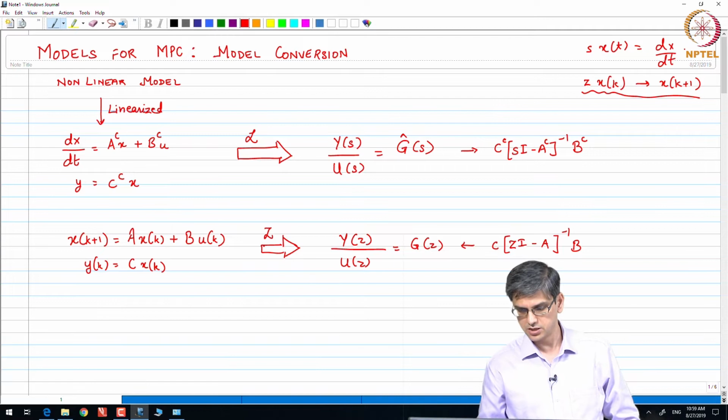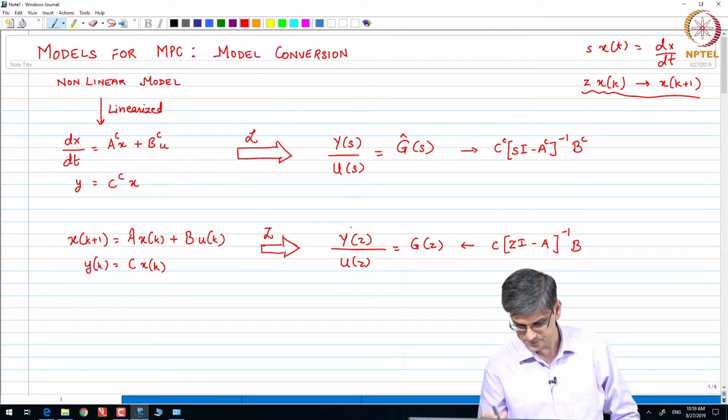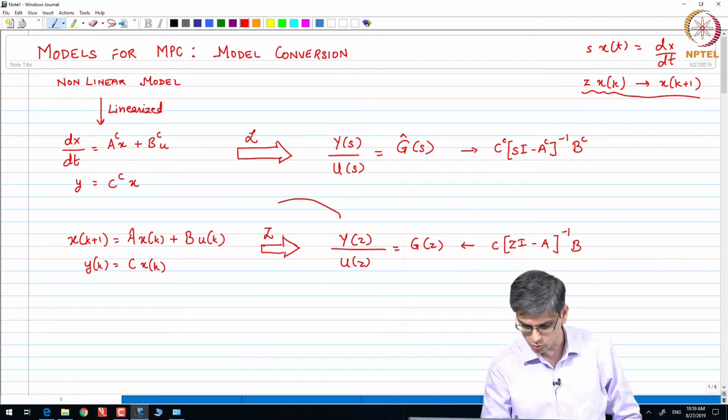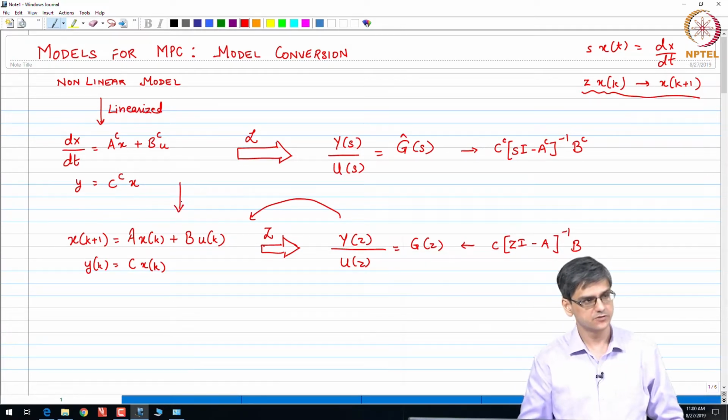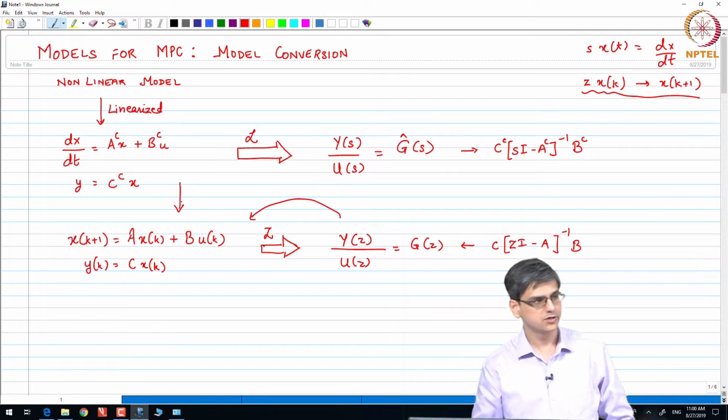So, these were the various models. The question is going to be how to do this back conversion, how to do this particular conversion. Those are the two things that we are going to talk about.